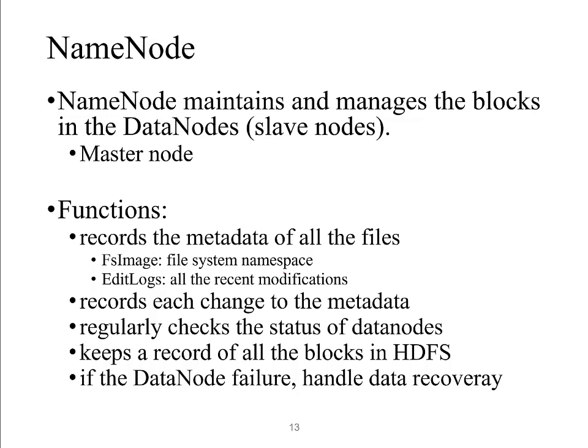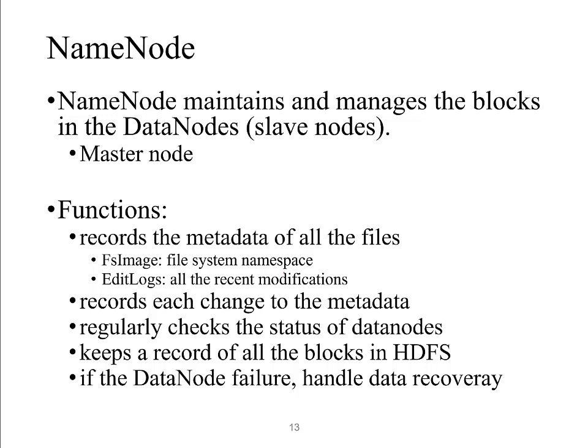And the name node regularly checks the status of data nodes. So the name node should know whether the data nodes are alive or not. In order to do that, the data nodes regularly send a heartbeat message to the name node. I think the default time interval is 3 seconds. So every 3 seconds, the data node sends a heartbeat message to the name node, such that the name node knows the data nodes are still alive.